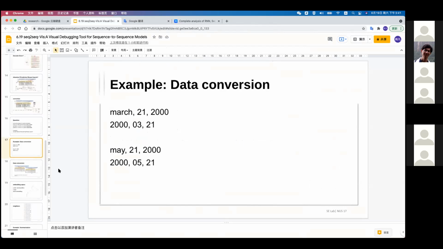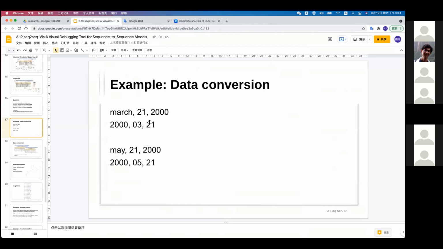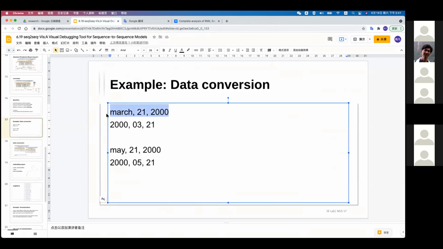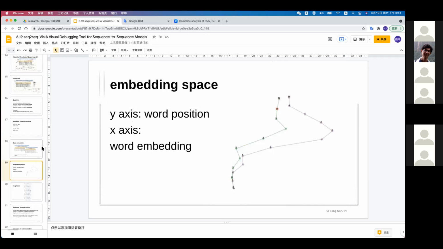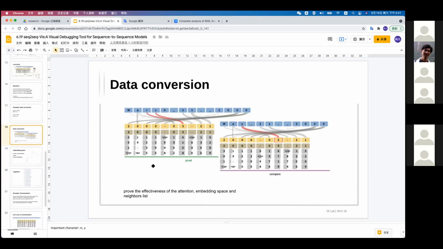Here, another example is about data conversion. It's quite a simple task. Your input will be March 21, 2000, and then the output will be another format of the date. And here is the result. We can see that this example is meant to prove the effectiveness of the attention, embedding space and the neighbors list.